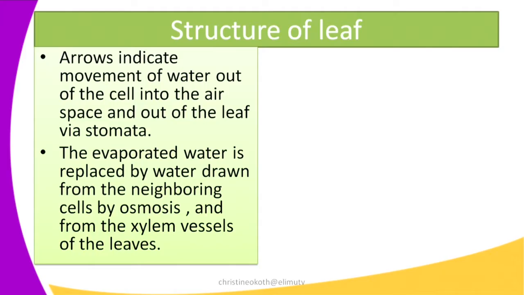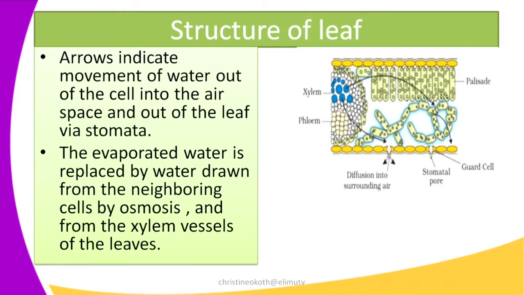Moving forward, because we've said that transpiration normally takes place at the surface of the leaf, let us just have a review of how it takes place at the structures of the leaf. So in our diagram, the arrows indicate the movement of water out of the cells into the air space and out of the leaf via the stomata. The evaporated water is replaced by water drawn from the neighboring cells by osmosis and from the xylem vessels of the leaf. So looking at our structure, from the xylem tissues, the water will be taken into the air spaces in between them. Then they'll move down to the stomata pores. Then they will be lost into the surrounding.